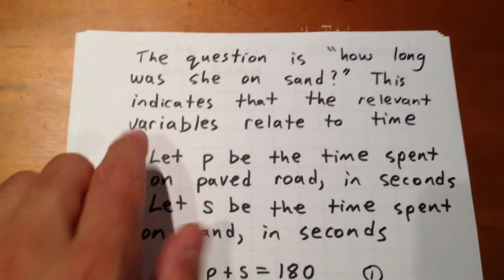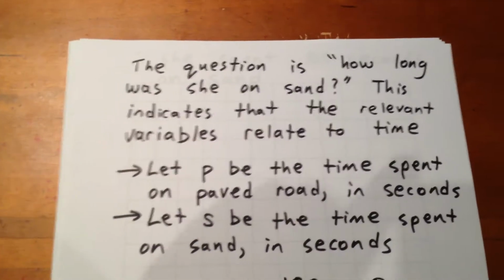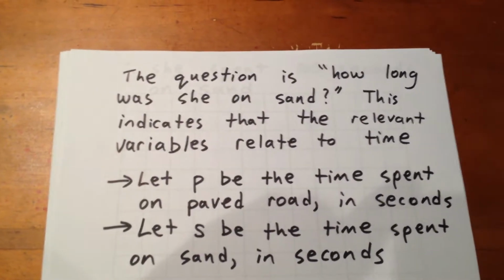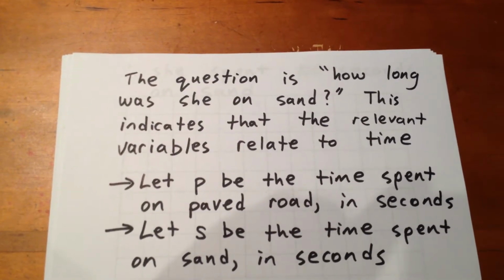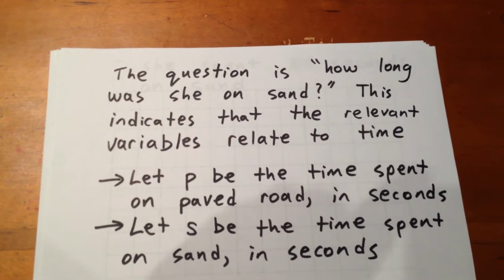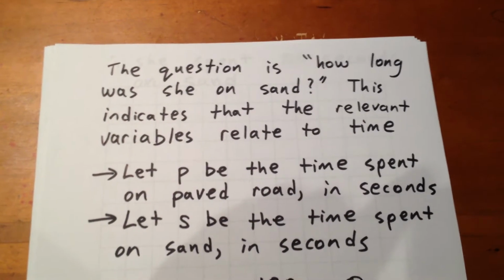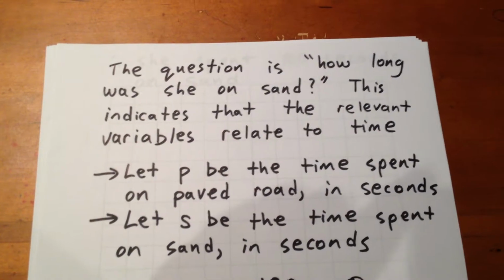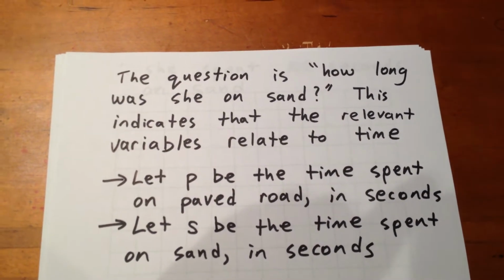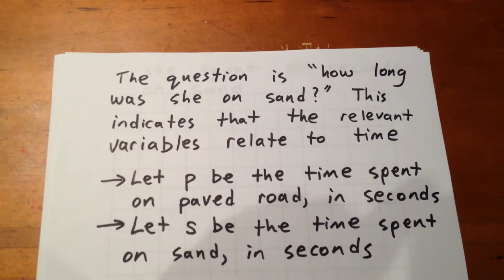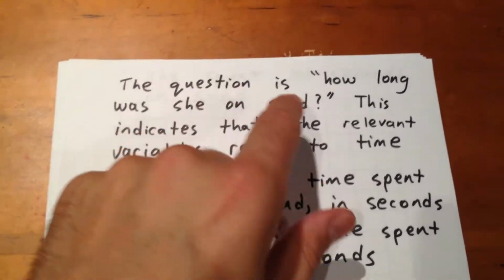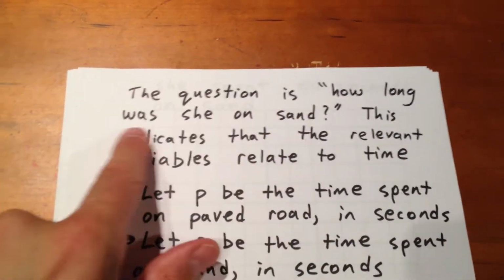Alright, now the question is, how long was she on sand? It's good to remember that just to keep our answer simple. This indicates the relevant variable that we want to use would be time. It's a little complicated because we had time and we had distance there. We had velocity. Let's stick with time because that specifically answers the very question being asked.